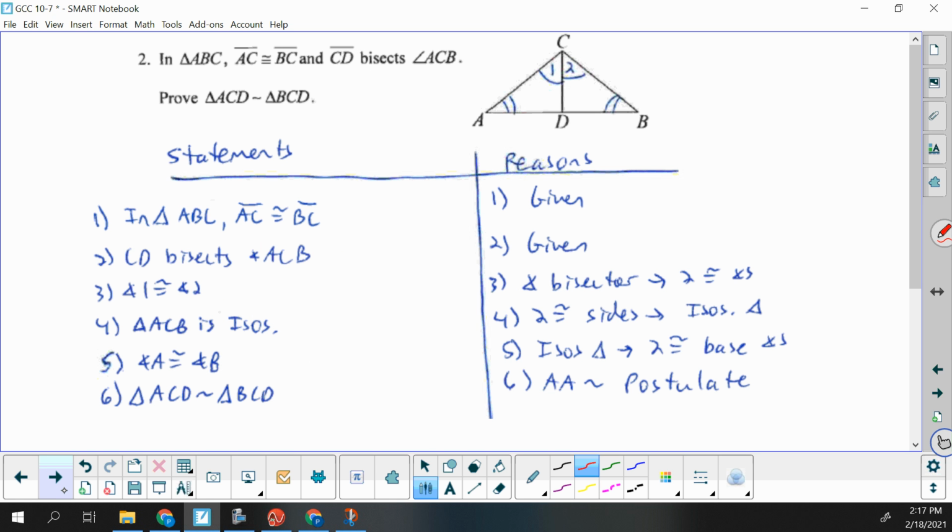In number 2, they told us the 2 triangles we wanted similar, the left and right ones there. Start with your angle bisector implies 2 congruent angles to get the ones I labeled 1 and 2. If there's 2 congruent sides, we can say that ABC is isosceles. And then isosceles triangle implies 2 congruent base angles, giving us A and B congruent. Then we can use our angle-angle similarity postulate.